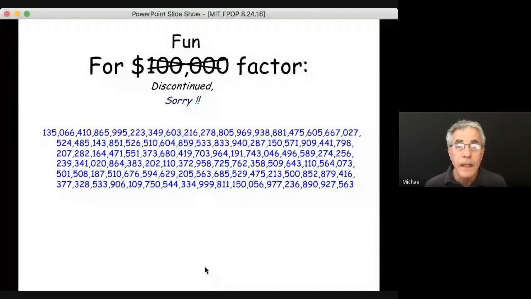Okay, so who's paying money to factor big numbers? Well, some of you may know the factoring problem is related to the problem of sending secure communication, doing encryption.